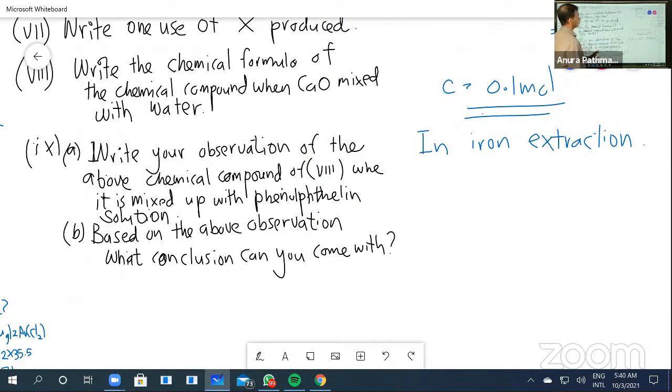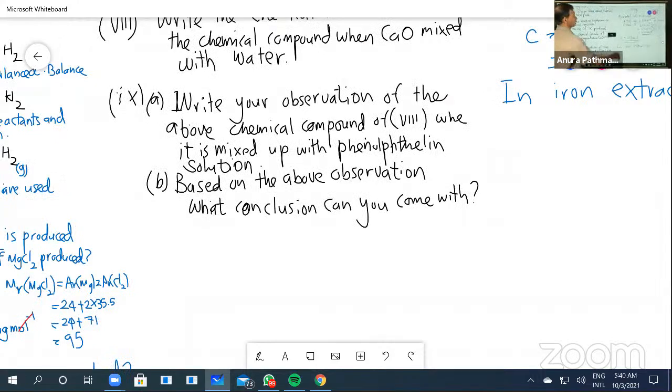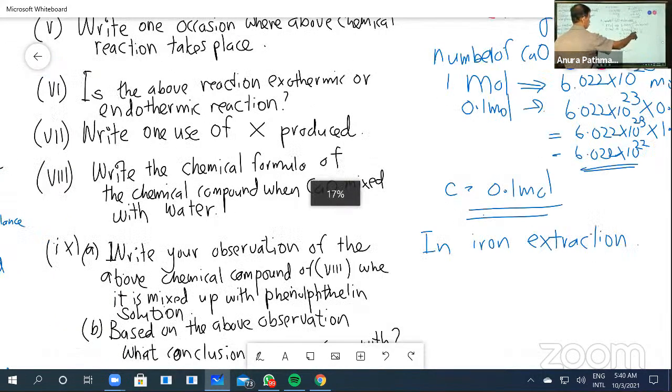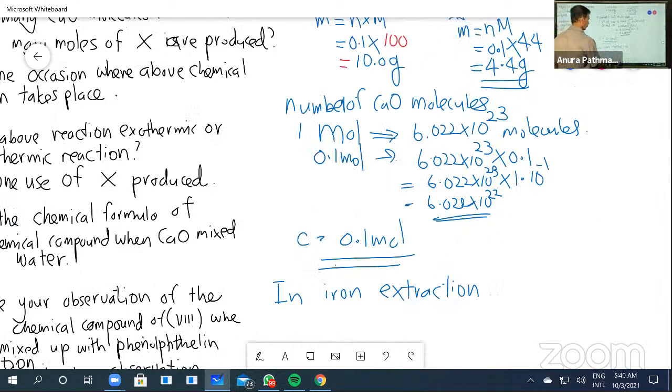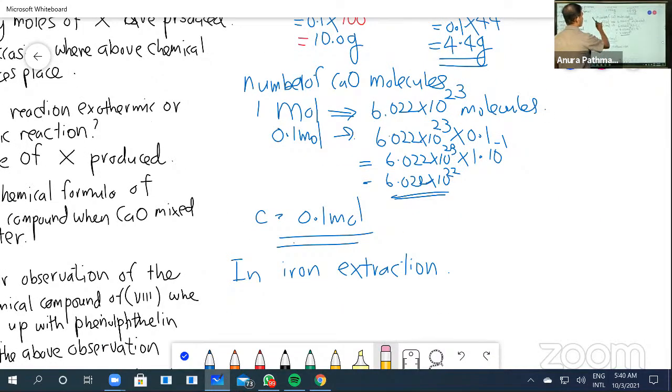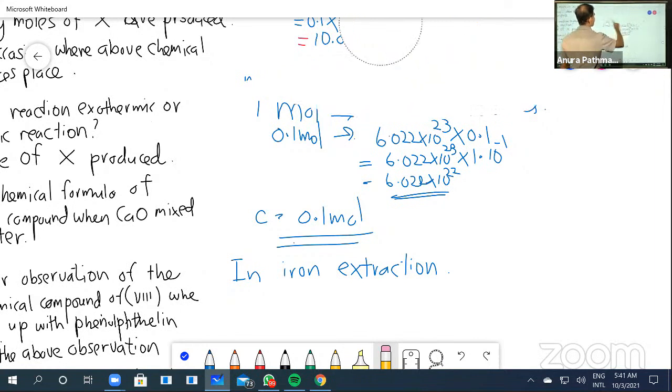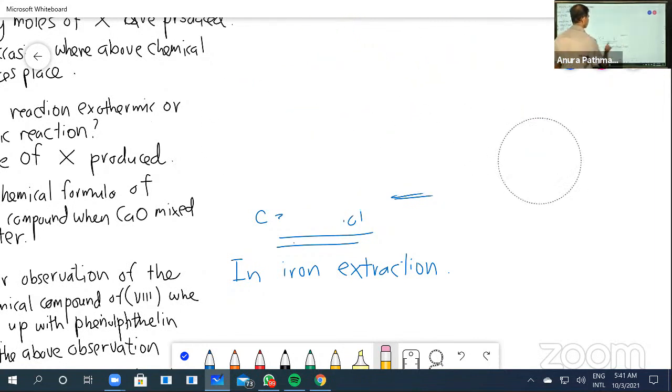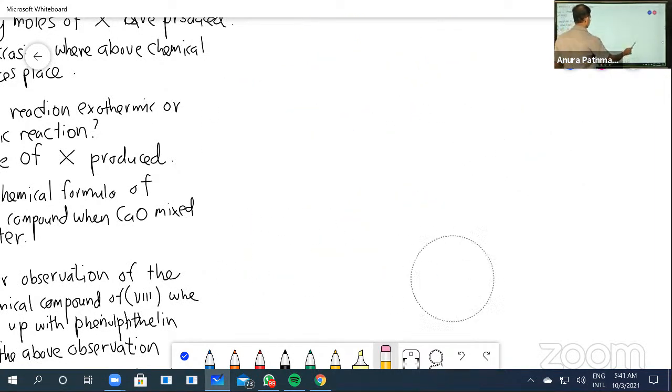Next question. I think I have to clean this one in order to get the space. Is it okay? I'll be cleaning this one, right? Otherwise, the space is not enough.